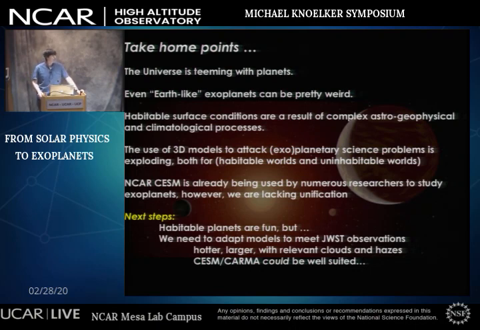It's fun playing around in exoplanet land, but if we really want to be relevant to data, we need to start adapting our codes to meet JWST observations, which means hotter planets, larger planets. I think clouds and hazes are also a point that we need to focus on more. So as far as CESM, I would suggest CESM coupled with CARMA, which is already on the trunk, could be particularly well suited to be adapted to taking on some of these exoplanet problems in the era of JWST.